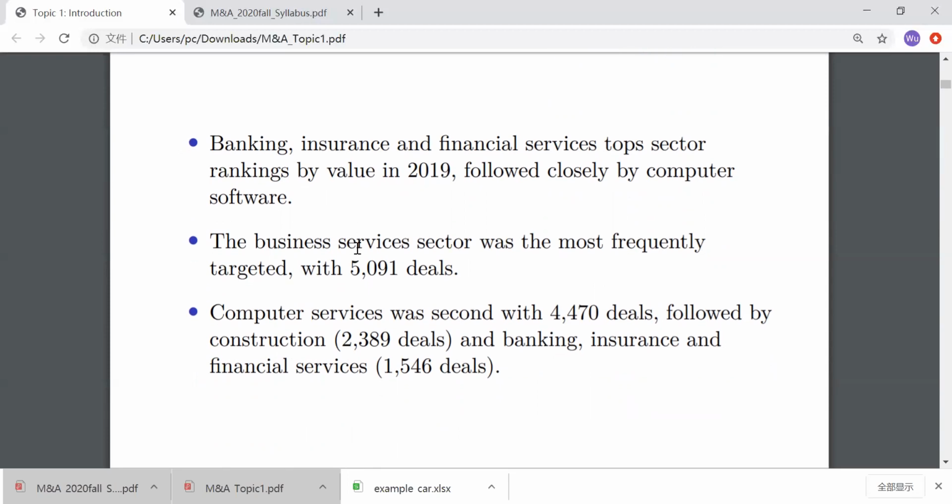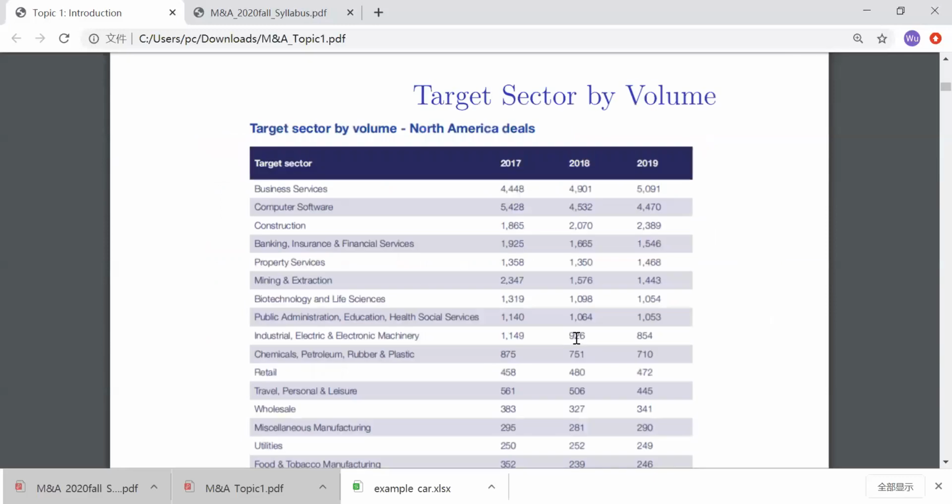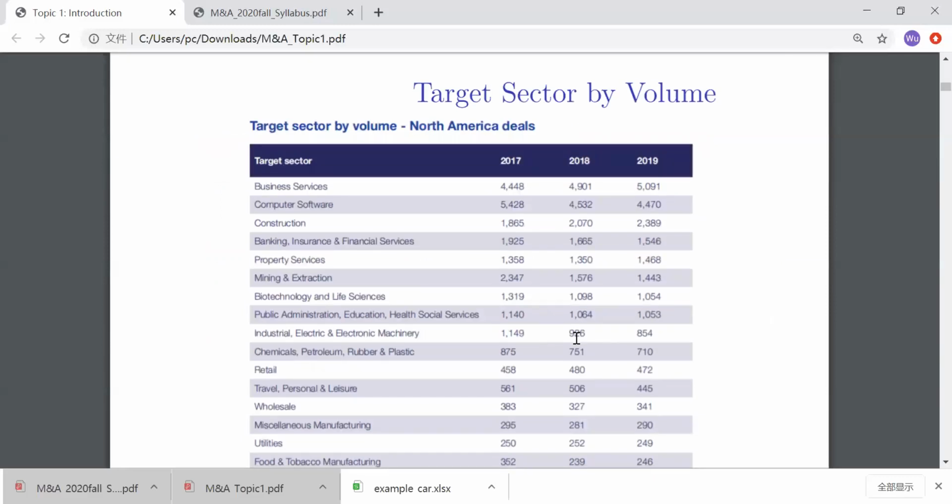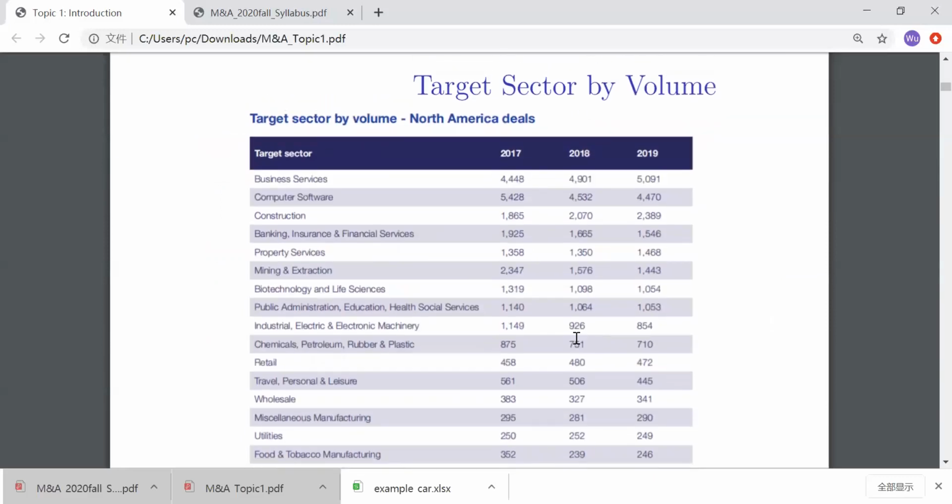And the business service sector was the most frequently targeted. Computer service was the second, banking, insurance, and financial services was the third, and construction was the fourth, right? That's the idea. And so this table provides you the target sector by volume. Target sector means the sectors of the companies that become the target of a merger acquisition.